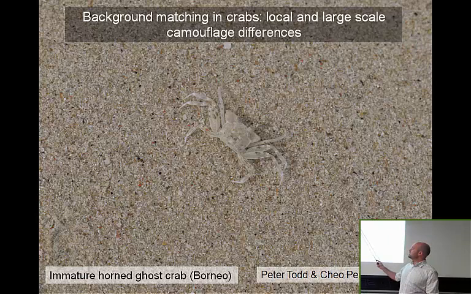This is a juvenile horned ghost crab from Borneo, but they're found all over Southeast Asia and beyond. And hopefully you can agree that their camouflage is pretty amazing against the beach substrate, against where they live. Even down to having little red specks in their legs that match the red specks of sand on the particular beach that they happen to be found. And so, in particular, I've been collaborating with Peter Todd at the National University of Singapore to try and study the camouflage of these crabs.